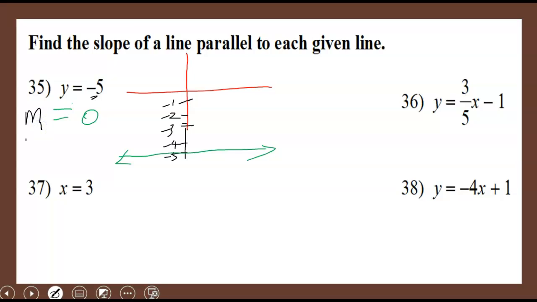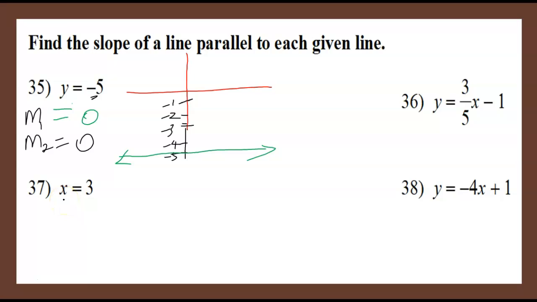The slope of m1 is 0, and the slope of m2 is going to be 0 too. Both lines have a slope of 0. The slope of a line that is parallel to this line is going to be 0 too, because when two lines are parallel, their slopes must be the same. So how about this? We look at this one.